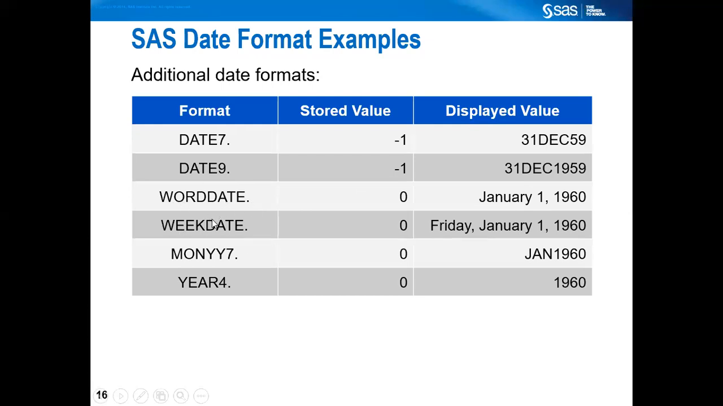If you want to display what day of the week it was, you can apply a format of weekdate. If you simply want to display it with MONYY7 dot, which shows 3 letters of month and 4 digits of year, it will show it in this way. And if you just want to extract or display the same date with only the year, you apply a format of year4 dot. So the same day will display only the year. All good?